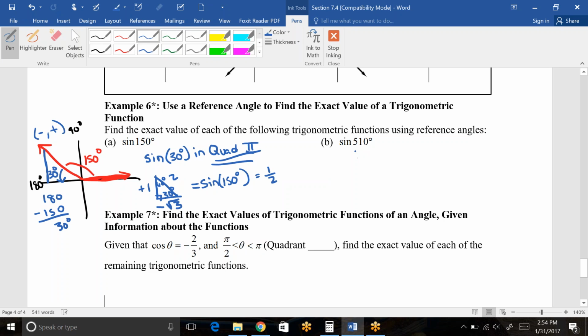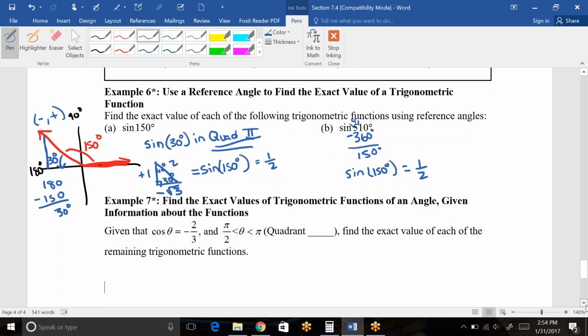Sine of 510, I would recommend getting that into a coterminal measurement that you can understand. So if we subtract 360, that would be 150. And we've already done sine of 150 degrees. So this is actually the same because these are coterminal. So that would be 1/2. So sometimes things look different, but once you start thinking about coterminal angles and reference angles, they actually end up having the same measures.